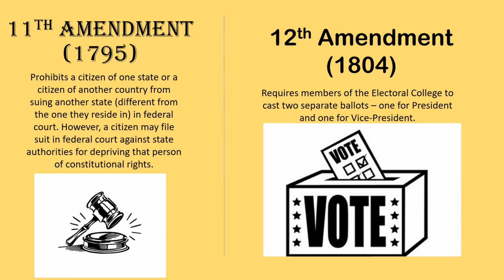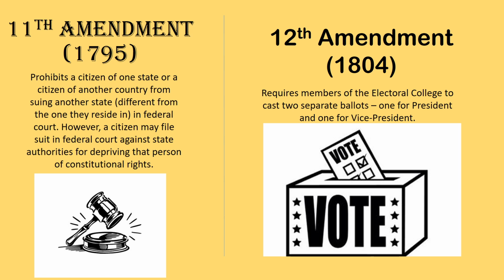Every amendment was passed for a reason, and we've only had 27 total. The first 10 at the same time, known as the Bill of Rights. And of course, since then, we've only had 17 more passed. And so each one's important. Each one deals with things that the country, the states, and the citizens thought were important at that time.